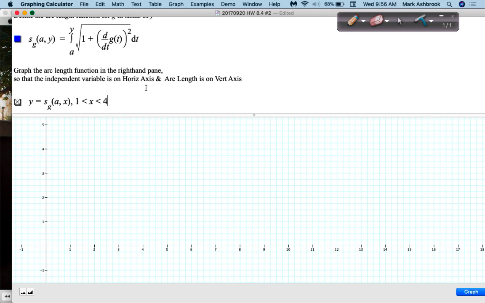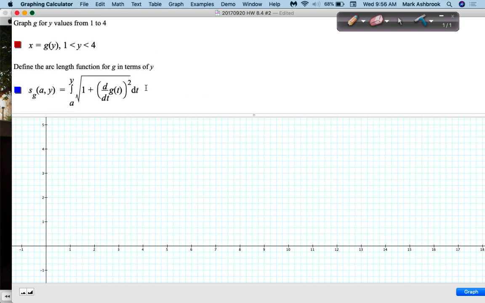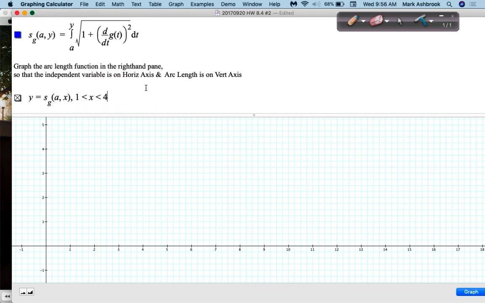Okay, now if I graph that, it's going to graph it overlapping with my original graph of the function that we're measuring the arc length of, right? The g of y. So here's how you do it. Open the second pane. Have you guys done this before? You use apostrophe on every y and x. So any y apostrophe, x apostrophe, x apostrophe.